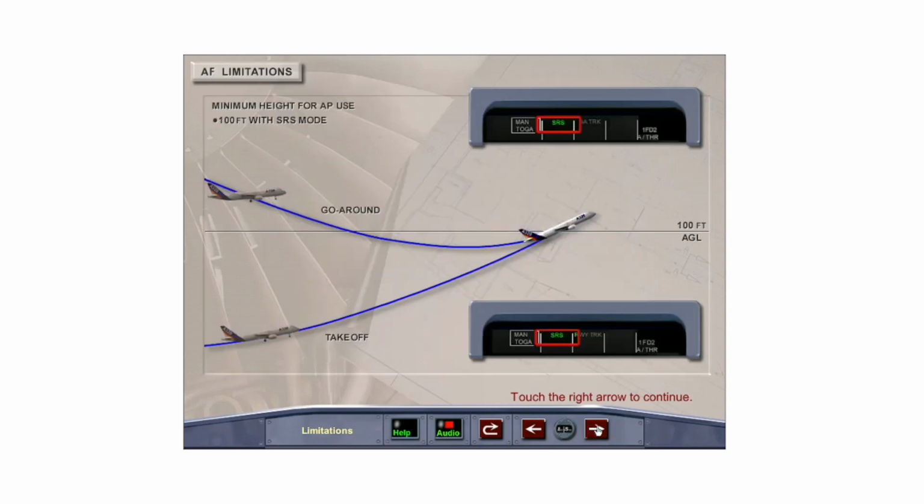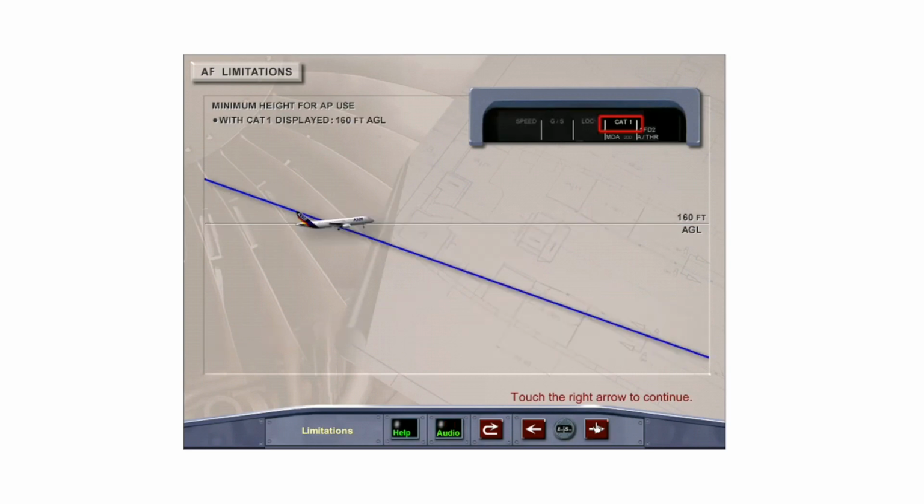The minimum height for the use of the autopilot on takeoff and go-around with SRS mode is 100 feet AGL. There is also an internal logic built into the system which prevents autopilot engagement until the aircraft has been airborne for at least 5 seconds. The minimum height at which the autopilot must be disengaged with CAT 1 displayed on the FMA is 160 feet AGL.